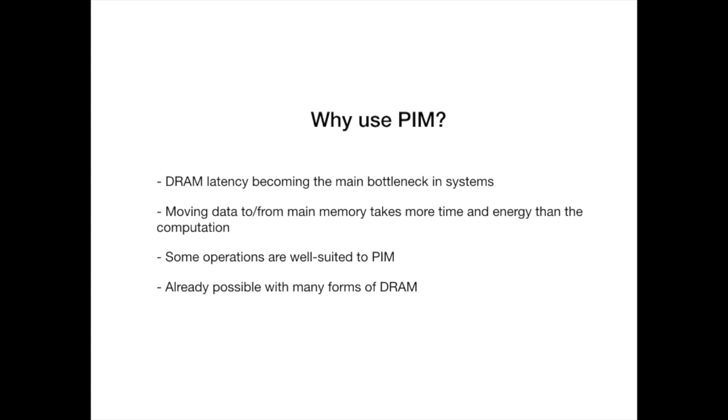So why do operations on data in memory? Why not just use the processor like normal? Well, there's a few reasons for that. For one thing, DRAM latency has become the main bottleneck in many systems. And that happens for a couple of reasons. For one thing, innovation in DRAM has lagged behind that of processors. Also, there is an increase in the working set sizes. There's simply more data that's needed to solve current problems.